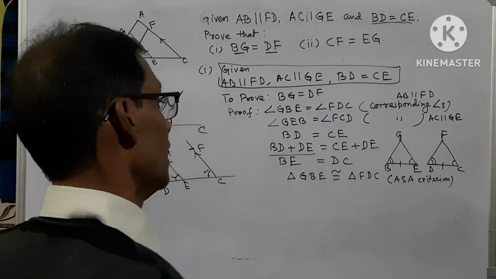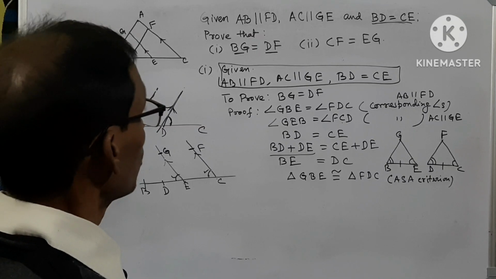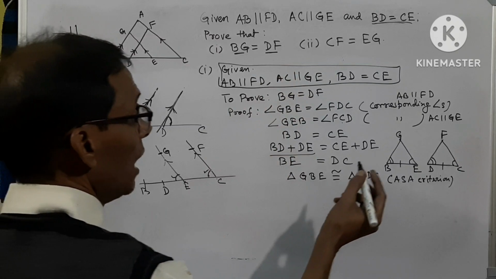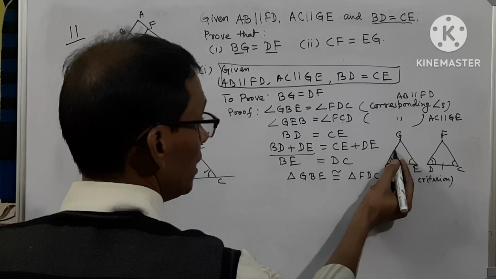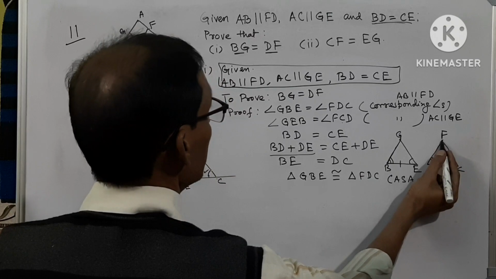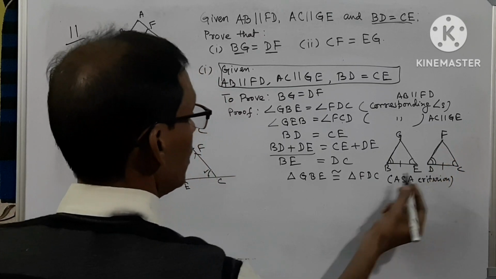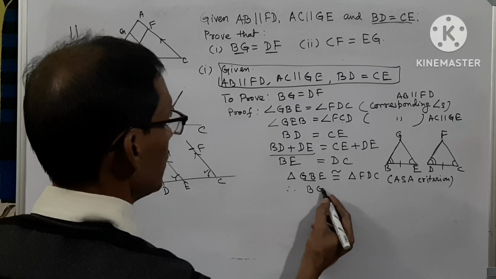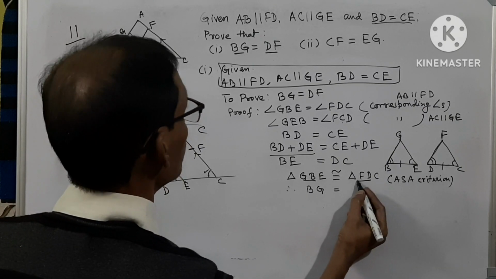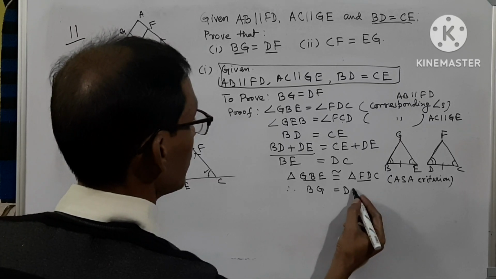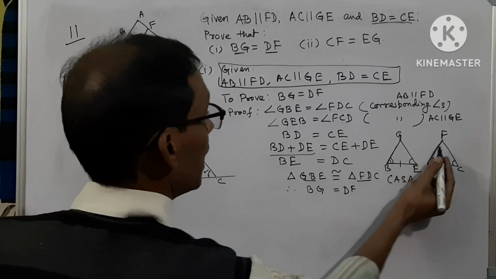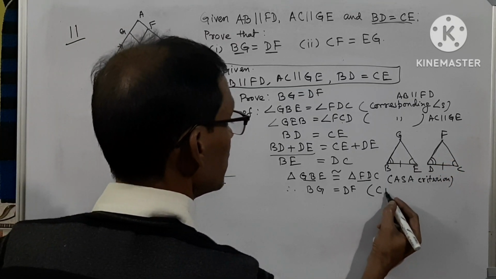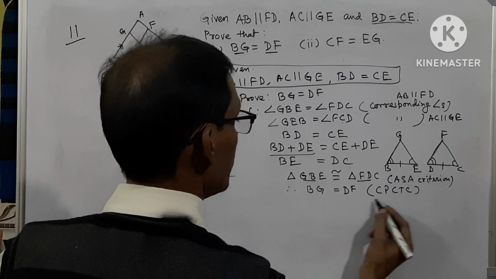Triangles GBE and FDC are congruent, but we have to prove that BG equals DF. You can clearly see BG corresponds to FD, or DF, so you can write BG equals DF, because BG and FD are corresponding parts. So this is proved by CPCTC.